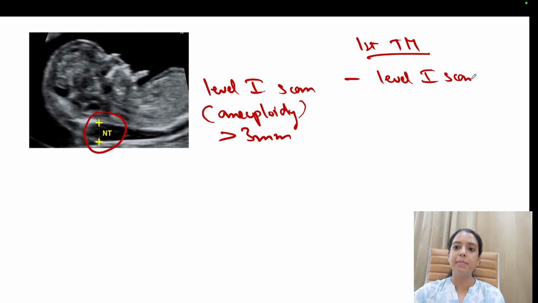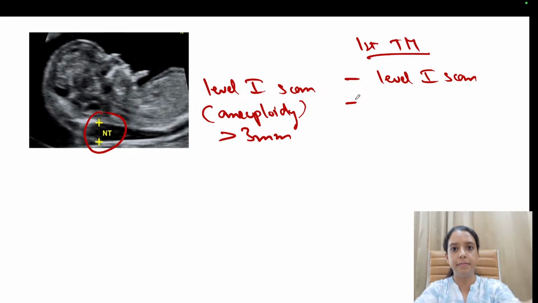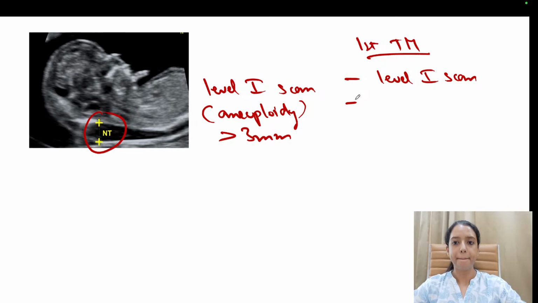Can anybody else tell me what another test you do in first trimester for aneuploidy screening? You do both of them. You do ultrasound also, you do this blood test also. Which blood test is done in first trimester for aneuploidy screening? Which blood test is done? And also tell me about second trimester. Which blood test will be done, please?